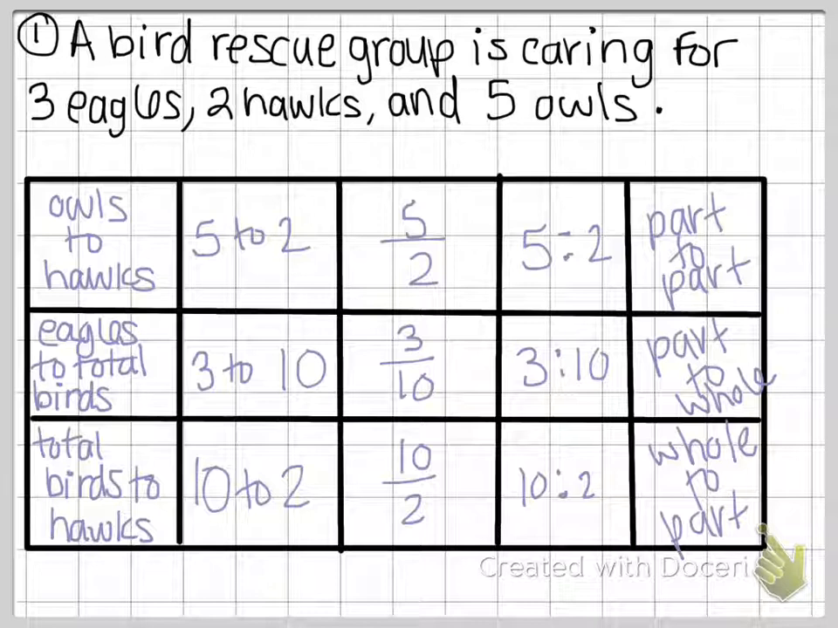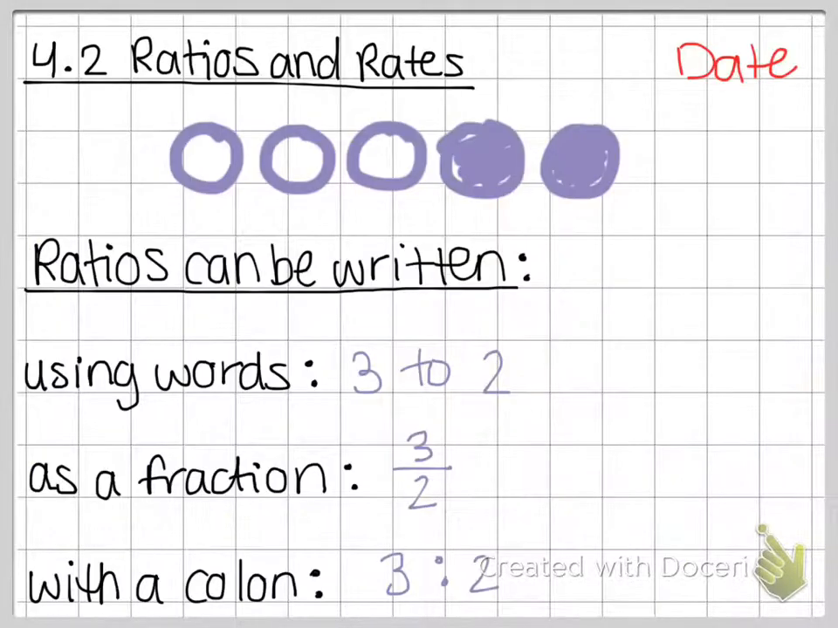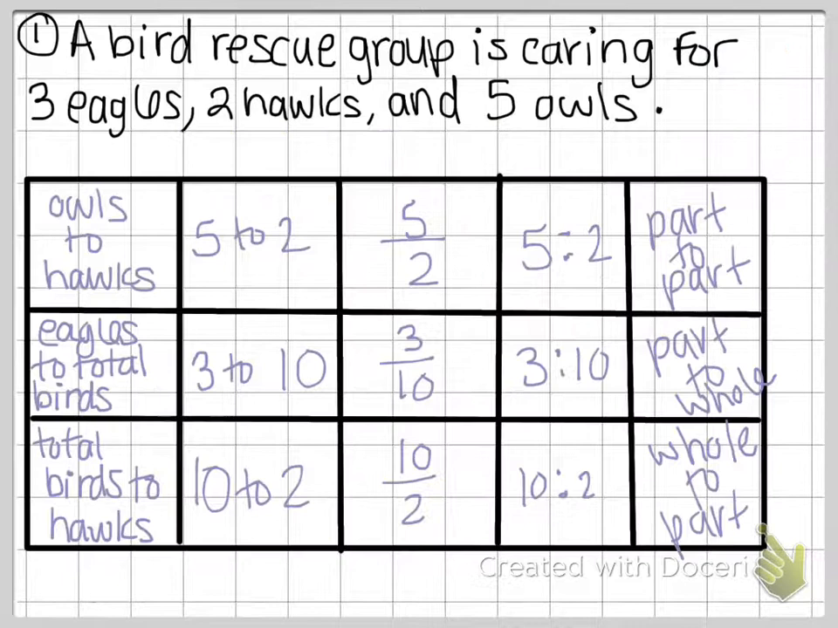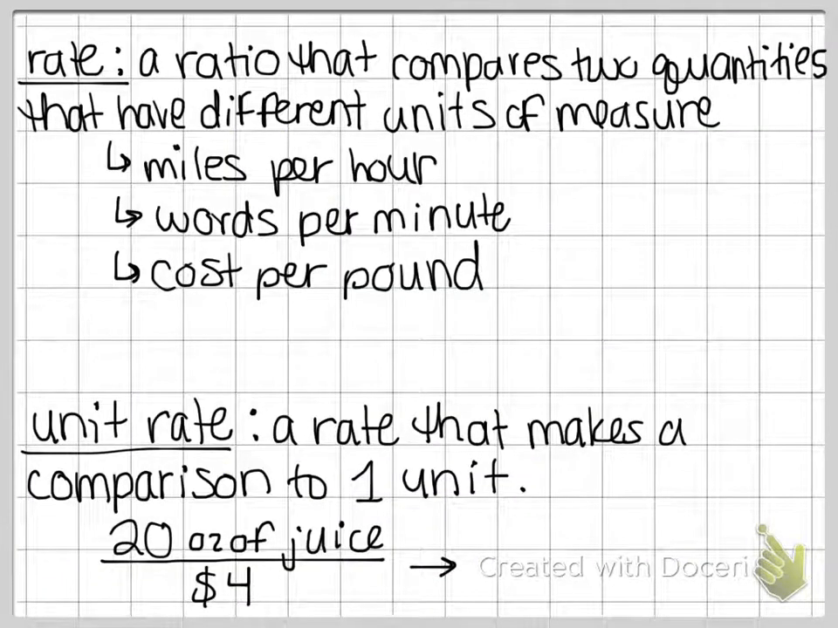In our previous examples, we were always comparing the same unit. We were always comparing animals to animals, circles to circles. Now we're looking at different units. And a unit rate is a rate that makes a comparison to 1 unit. So you're getting down to the bare minimum, for example, the cost of 1 item versus all of them.